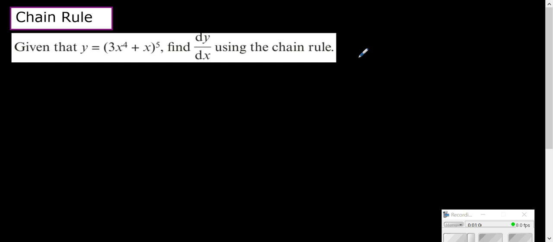Now the chain rule for differentiation is as follows. We use properties of fractions. So if we were trying to find dy by dx, we're going to write dy by dx as the product of two fractions. Now dy by dx, this is very important, is not a fraction as we know it, but it behaves like a fraction. So all rules of fractions can apply. So we're going to write dy by dx as the product of two fractions.